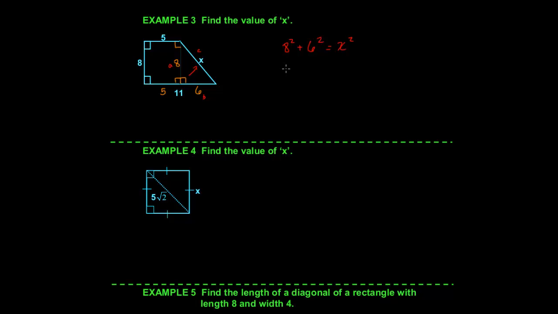Alright, 8 times 8 is going to give you a 64, plus 6 squared, 36, equals some other number squared. 64 plus 36, 100, equals X squared. Let's take the square root of both sides. That's going to leave you with an X over here equals the square root of 100, or 10. So our X equals 10.